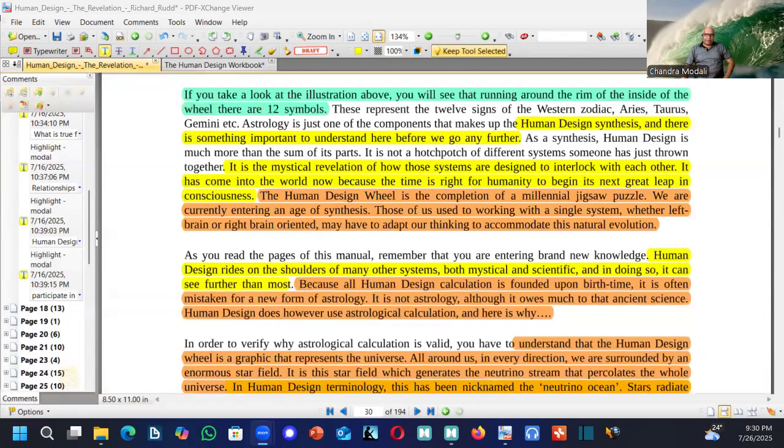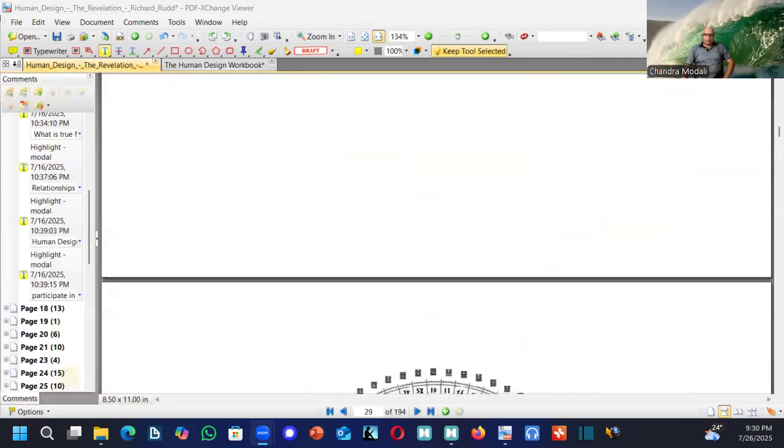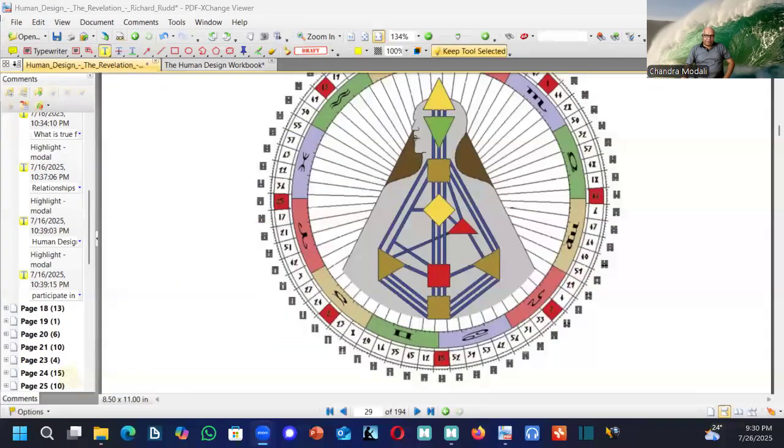When you look at this diagram, these are those three. Outside, you have 64 such sections. Now within those 64, you have 6 lines each. So 384 lines. That is what is influencing us.